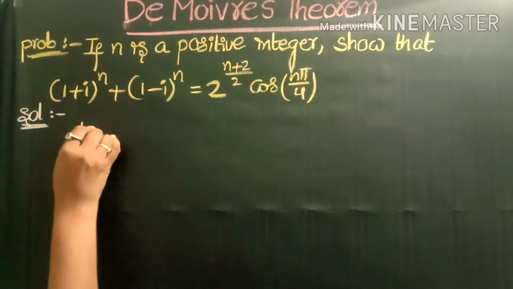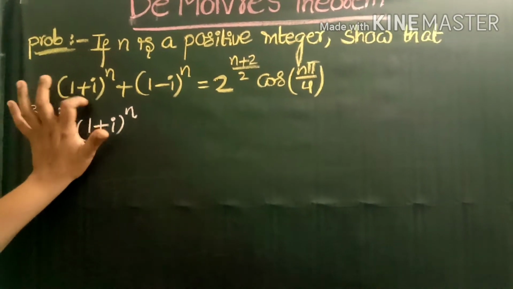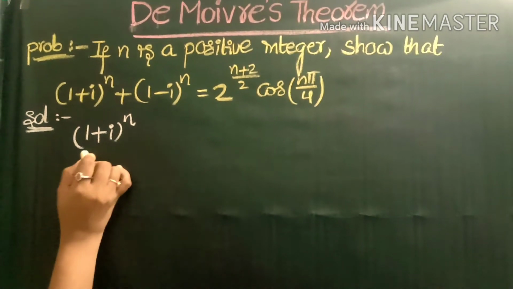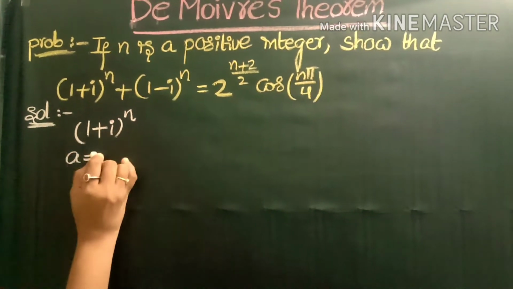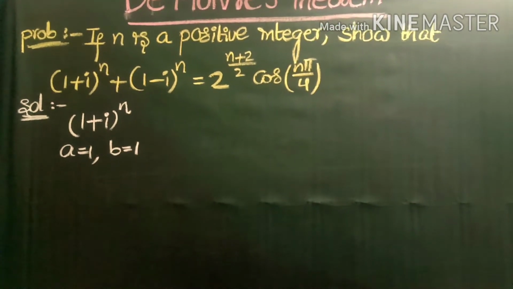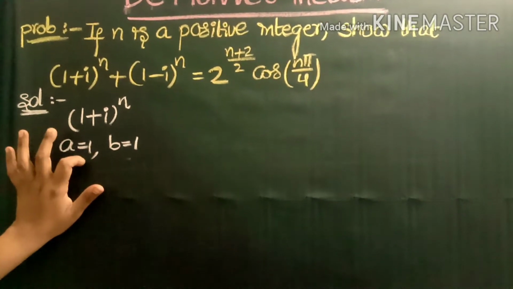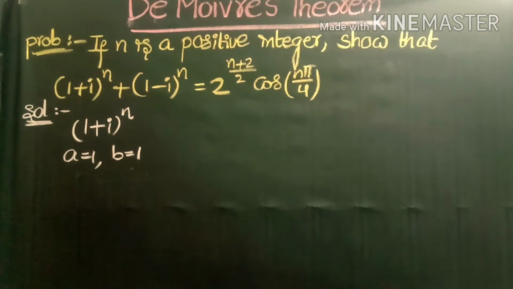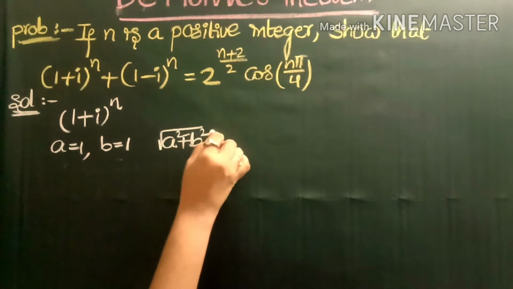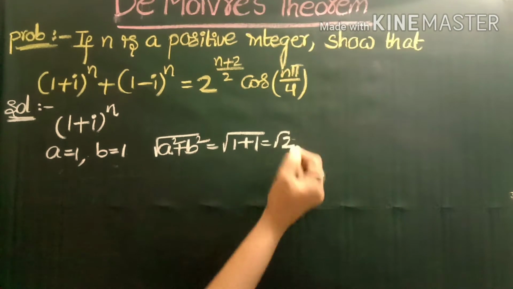So first I am taking the term (1 plus i) whole power n, which is the first term of the LHS. Now from this term first we are taking the values of a, b. Here a is equal to the first value, that is 1, and b is equal to the i quotient, which is also equal to 1. Now taking the value of square root of a square plus b square, this is square root of 1 square plus 1 square, 1 plus 1, equals root 2.